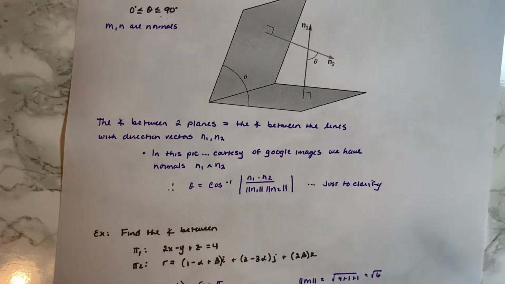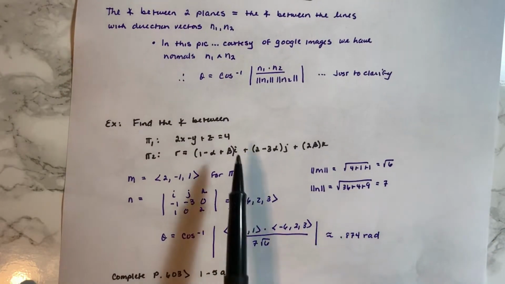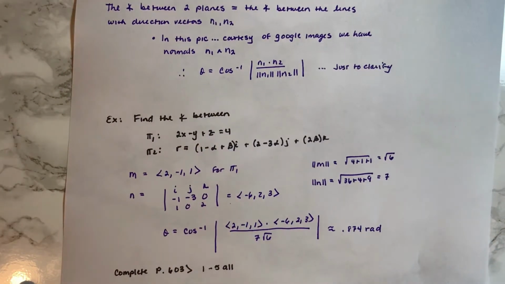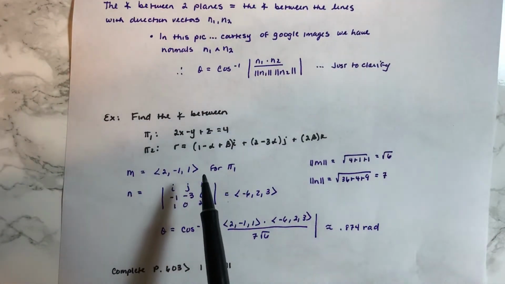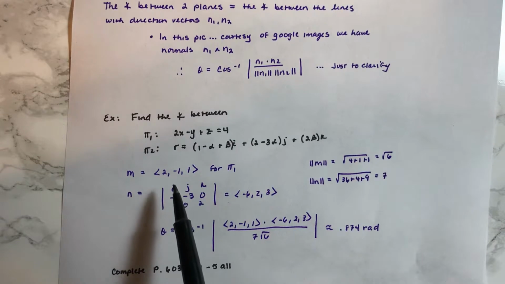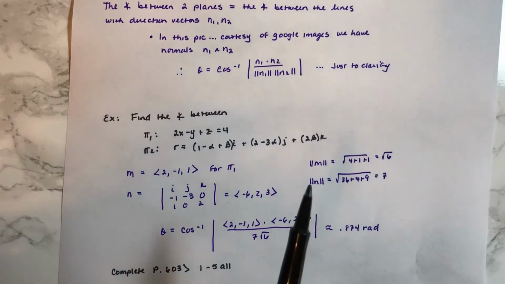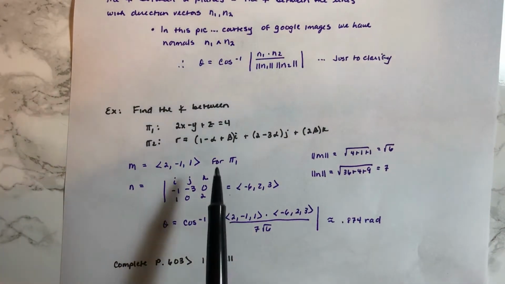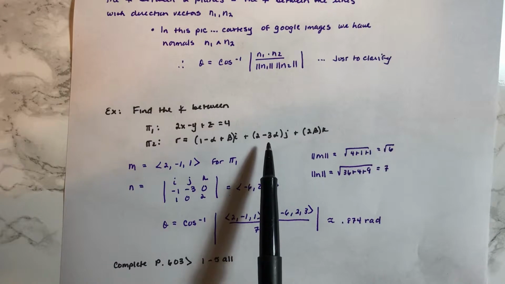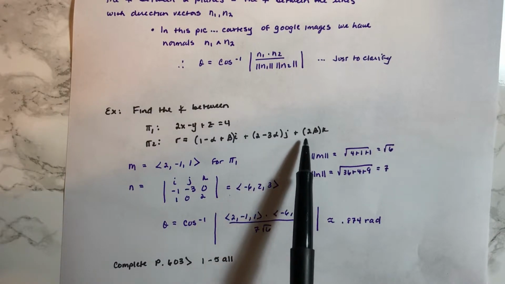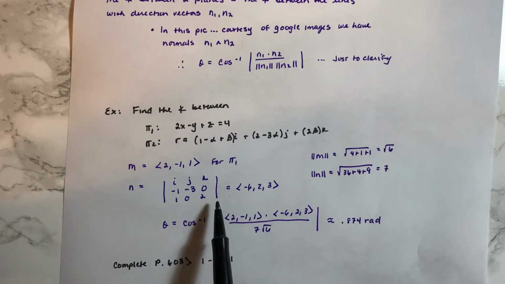So anyway, you're going to be asked to find the angle between two planes. And in this case here, we're given two planes. This is just an example from the book. The normal here is 2, -1, 1, and the normal for the second plane is -1, -3, and then there's no alpha here, so it'd be a 0.